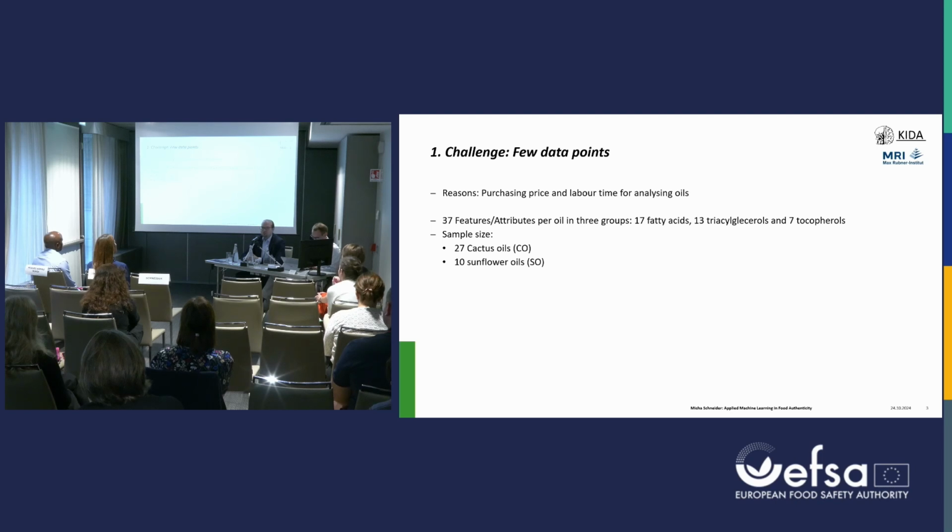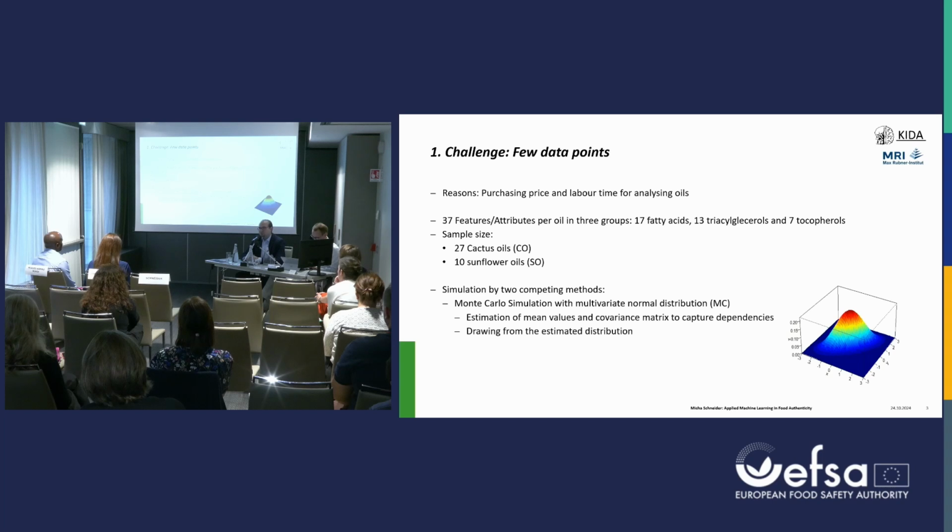So in the end, we have 37 features or attributes, in different groups. One is the fatty acids and some others. And the sample size in the setting is 27 cactus oils and 10 sunflower oils with which we want to adulterate the cactus oils. Because that's the case we have to deal with, we thought about some simulation techniques to improve the databases. We thought about two we want to compare here.